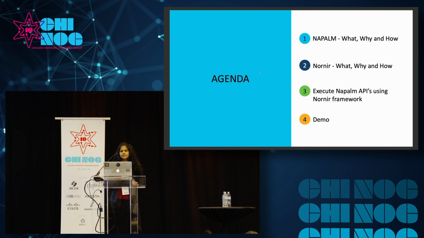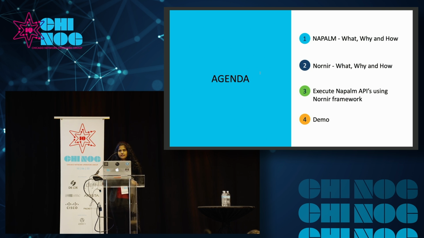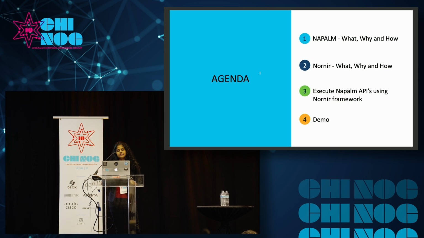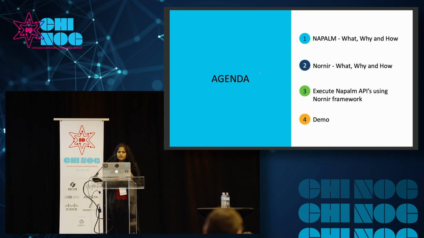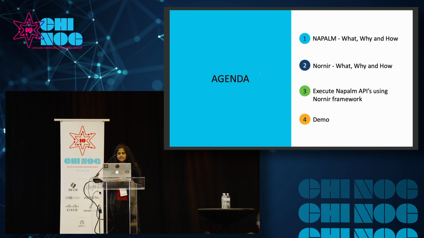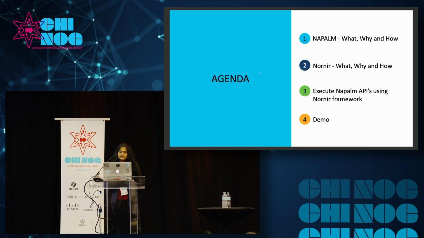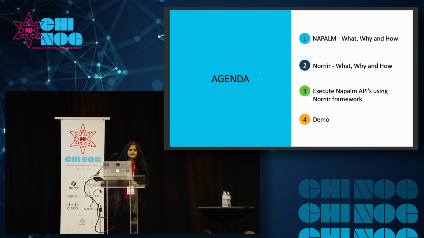So in this session, you're going to learn about what, why, and how of the Napalm automation Python library and the Nornir automation framework. And also you're going to learn how to execute Napalm APIs using the Nornir framework. And finally, I'll give you a quick demo of an example of how you can execute these APIs in the terminal.